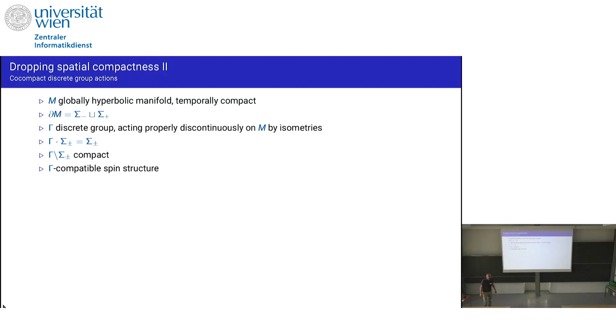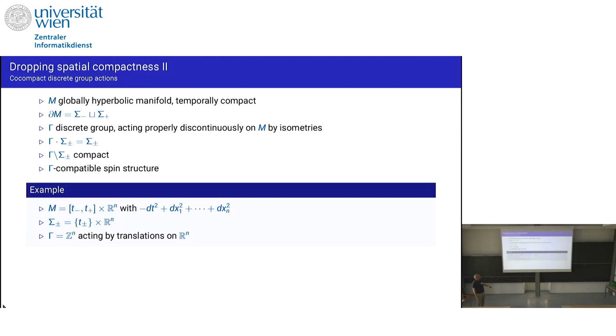And now we have a group acting on our manifold, properly discontinuously, so that you have a nice quotient, and by isometries. And then, since this acts by diffeomorphism, it has to preserve the boundary. And I want to assume that these two boundary components do not get mixed. So our group should preserve these boundary components. So in particular, they act on the boundary components. And the assumption is that this action is co-compact in the sense that the quotient is something compact. And we want ourselves to be given a gamma-compatible spin structure so that the Dirac operator will then commute with the action of this group on spinors.